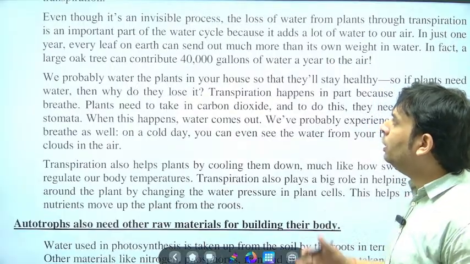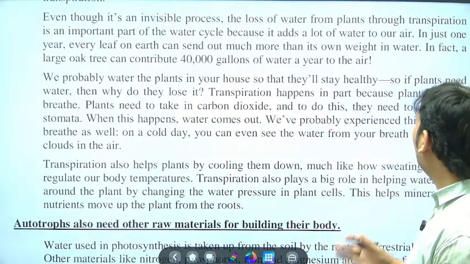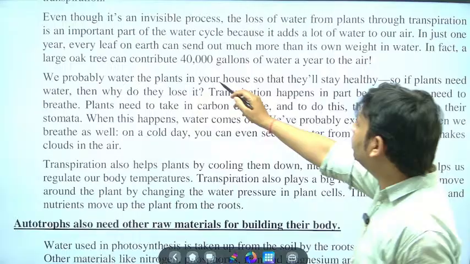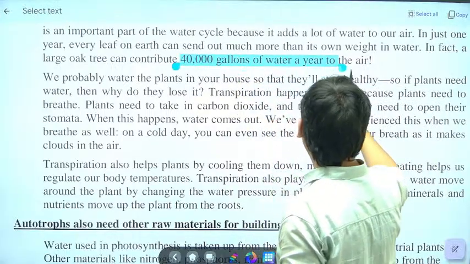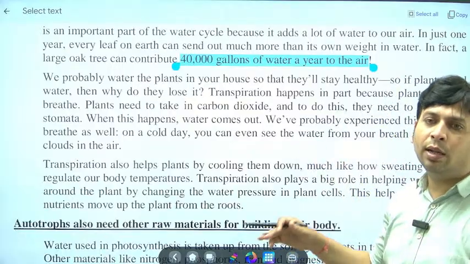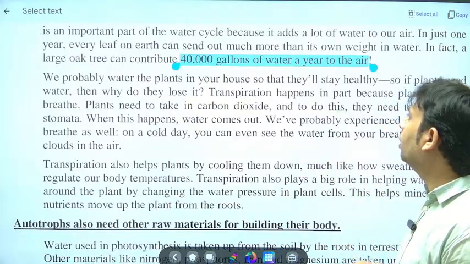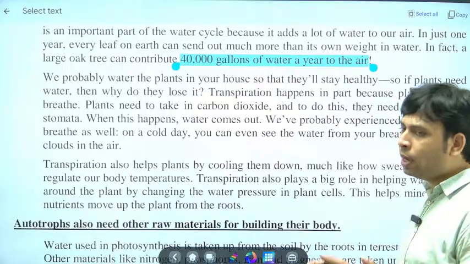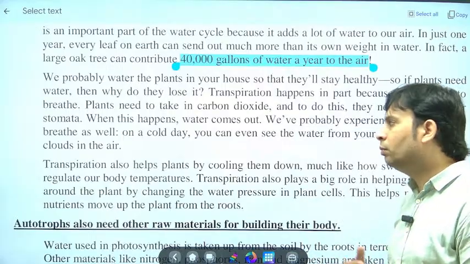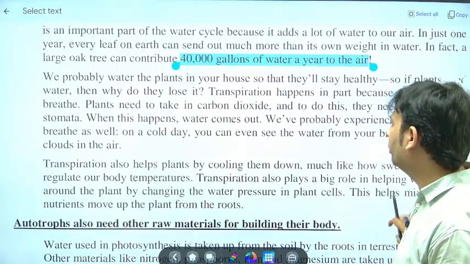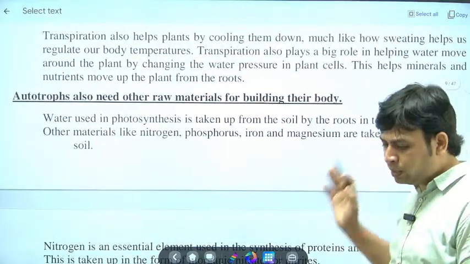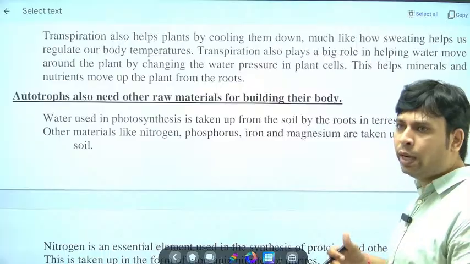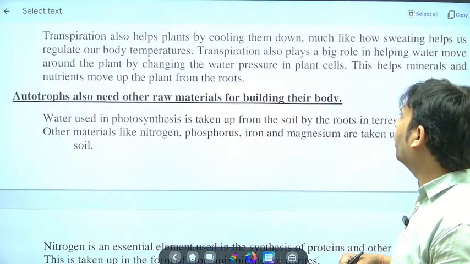In just 1 year, every leaf on the earth can send out much more than its own weight in water. In fact, a large oak tree can contribute 40,000 gallons of water a year to the air. This much water they contribute to the air. That's why we water plants daily. And transpiration helps the plant to cool down, much like how we sweat. When we sweat, our body cools down.